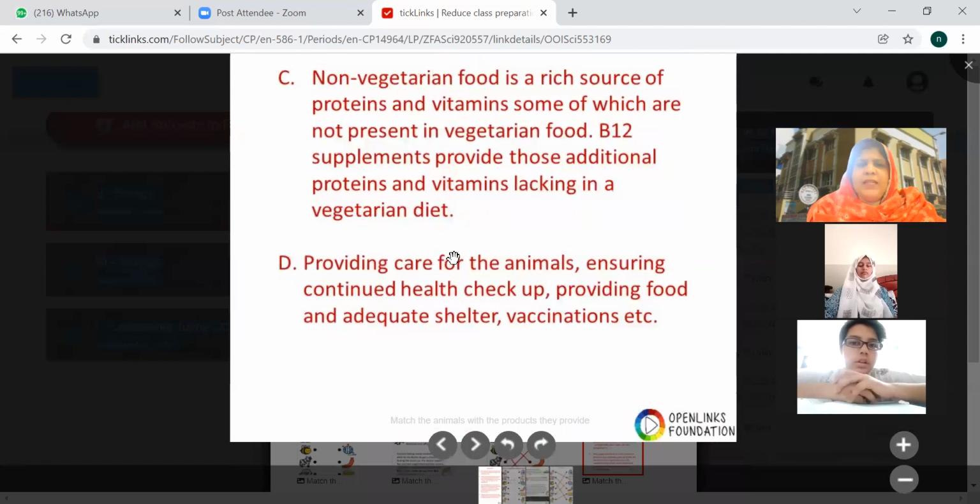Okay. What is the D1? Rida, will you read this again? Providing care for the animals, ensuring continued health checkups, providing food and adequate shelter, vaccines, etc. What does it mean, this point? They are providing care to the animals. The animal which we are eating has to be taken care of.